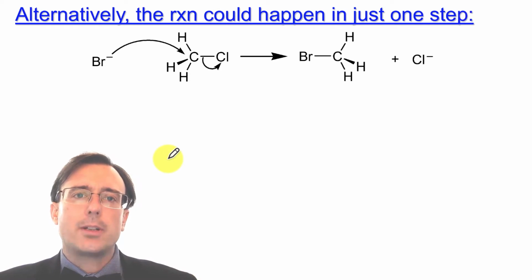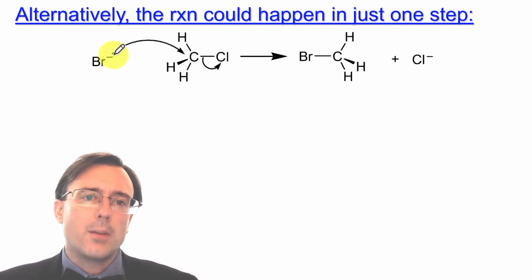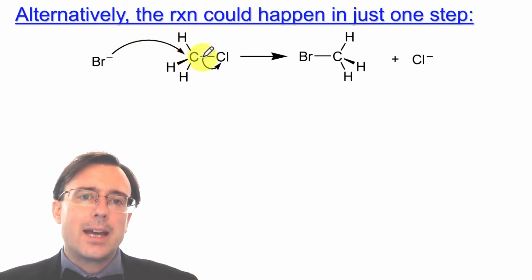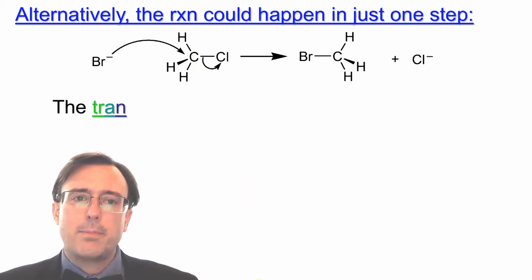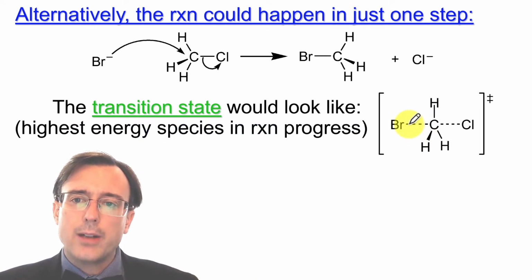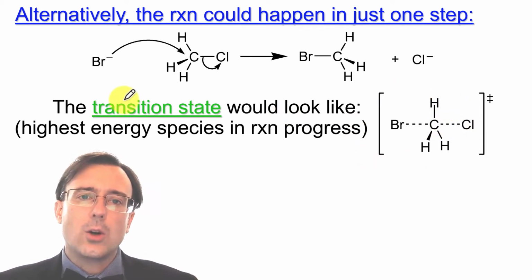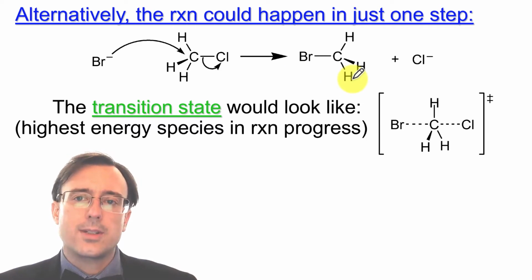Alternatively, the reaction could happen in just one step. So we can imagine that this bromine can come in here to form a bond with carbon at the same time as this bond with chlorine is breaking. And so this can be pictured through the following transition state. So you have a partial bond here between carbon and bromine, and a partial bond here between carbon and chlorine. And that's the process in which this whole thing could happen in one single step.